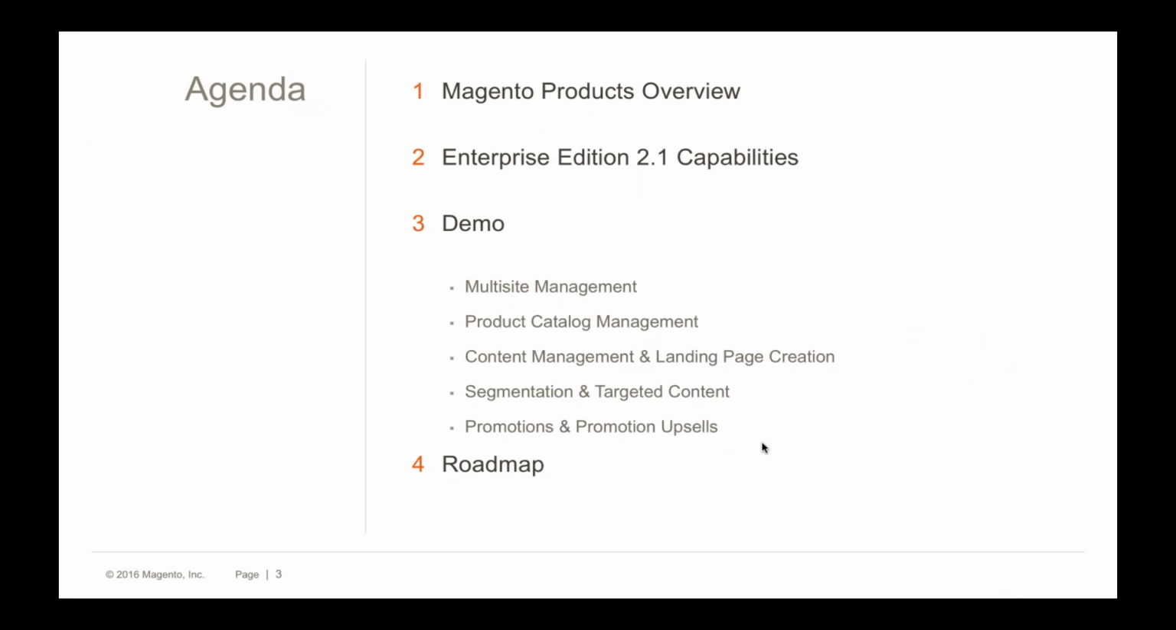So as you can see from the agenda, we will touch briefly on the full Magento product line. We will then move to review the Magento Enterprise Edition features. We will demo the product based on both the shopper and the merchant personas, so you can see both angles, and the topics will include multi-site management, product catalog management, content management and landing page creation, segmentation and targeted content, promotions and promotion upsells, and then we'll finish up with a preview of upcoming Enterprise Edition only features.